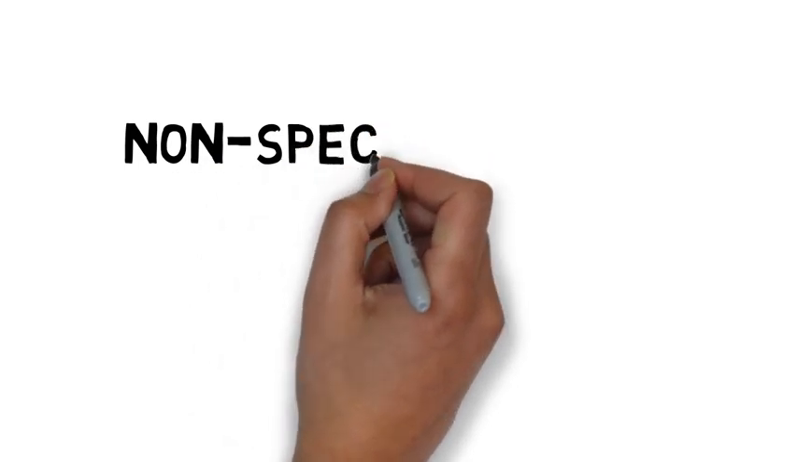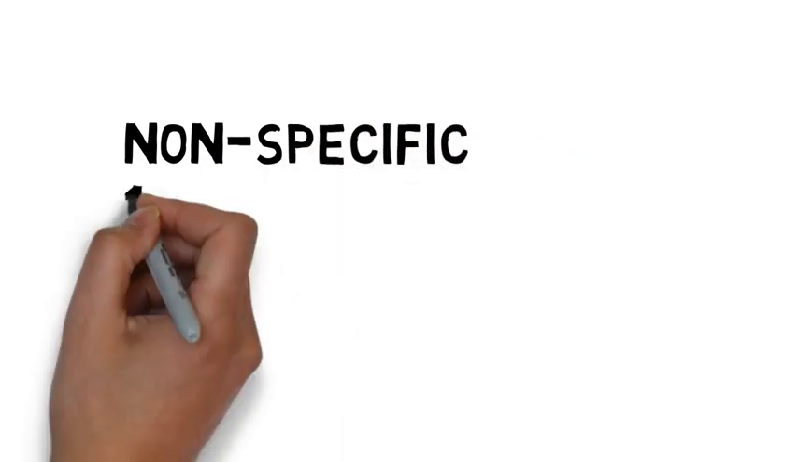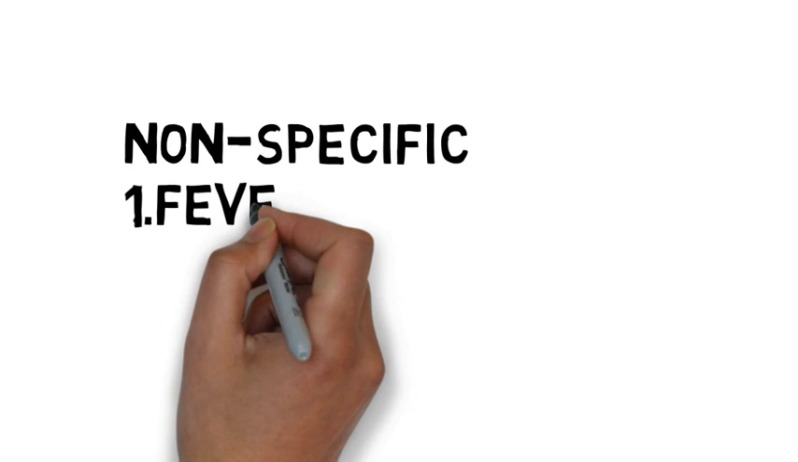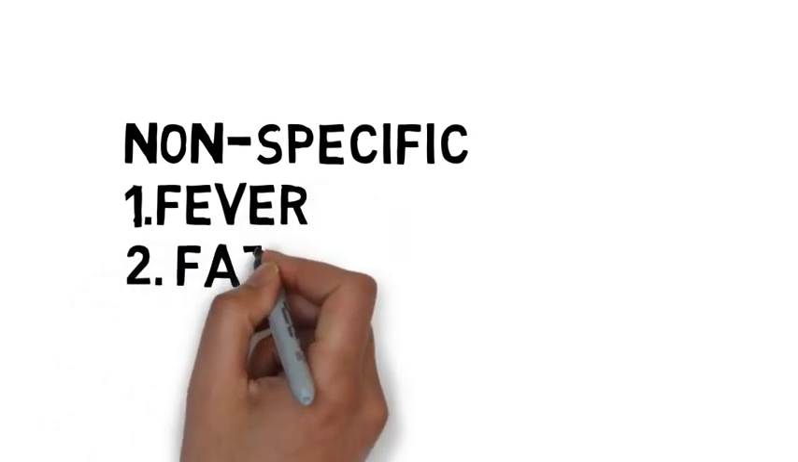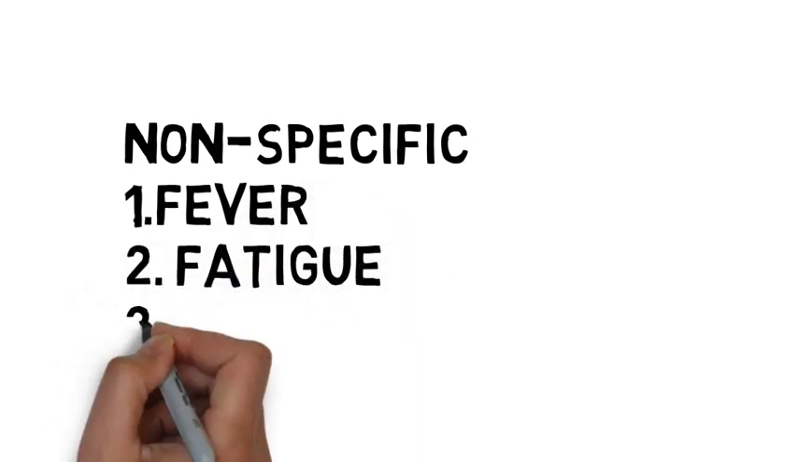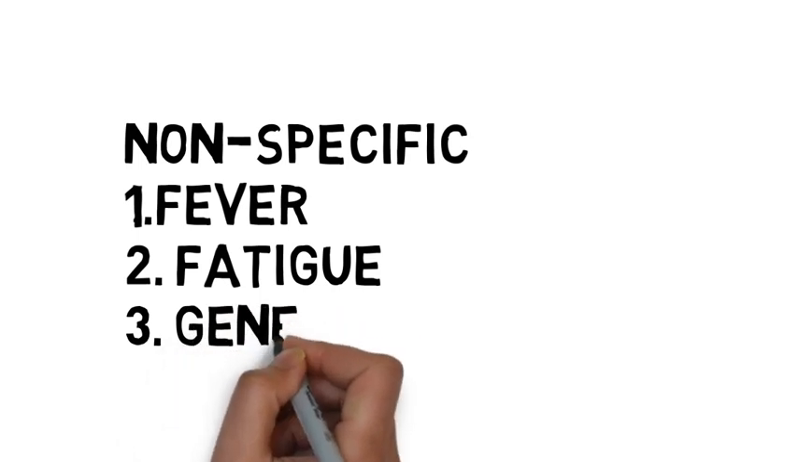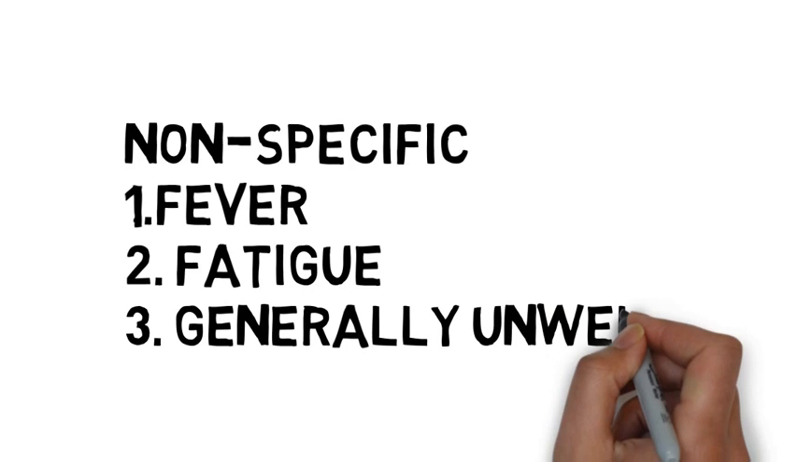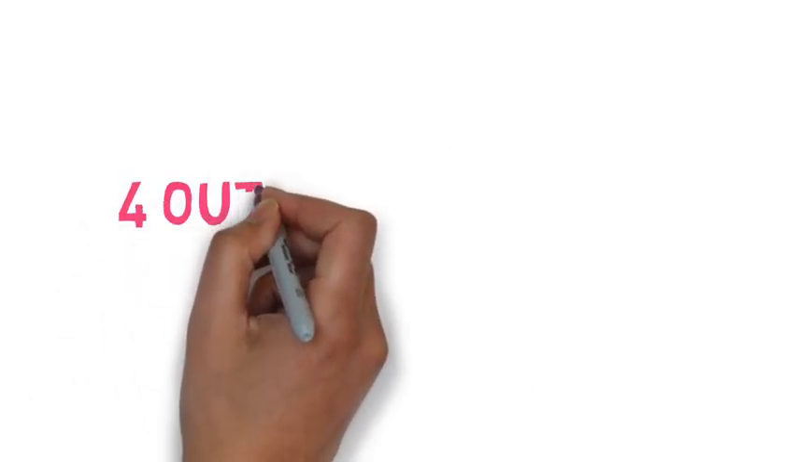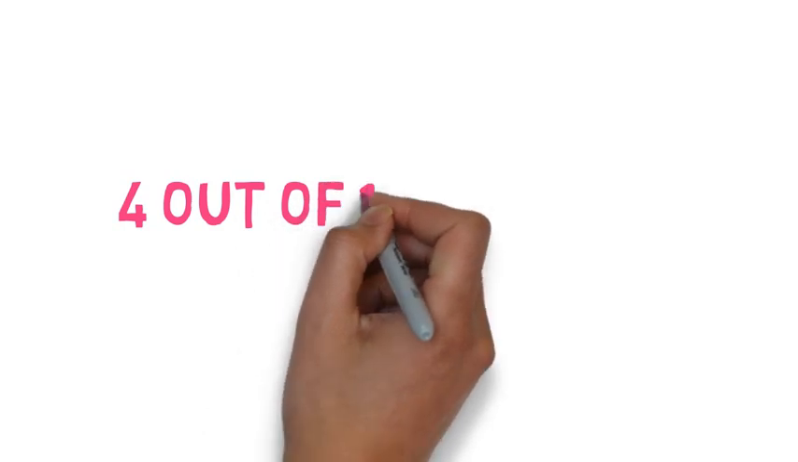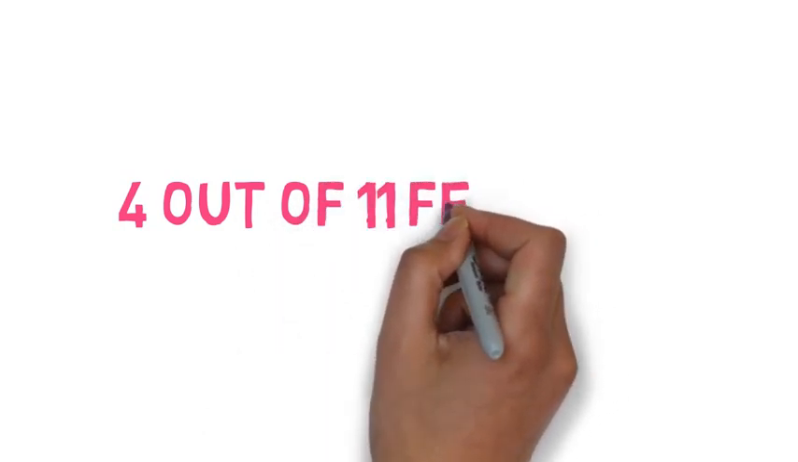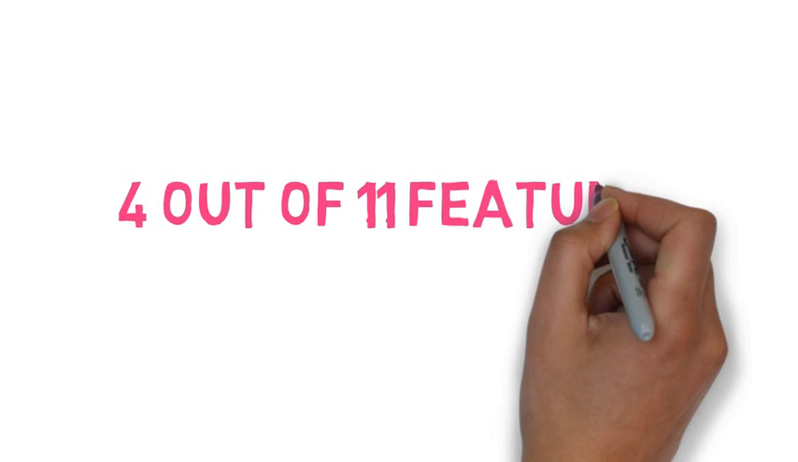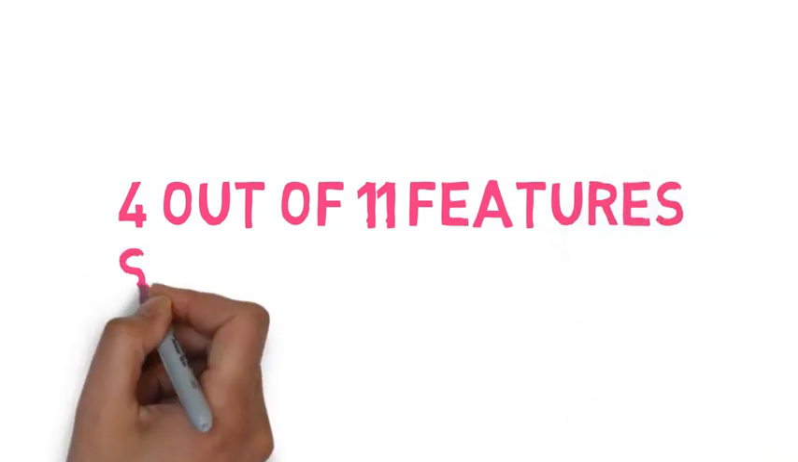What is the clinical pattern of lupus? Lupus presents in a very non-specific manner. It is associated with fever, fatigue, and feeling generally unwell. It has a relapsing, remitting pattern. The American College of Rheumatology have a revised criteria to help remember lupus.